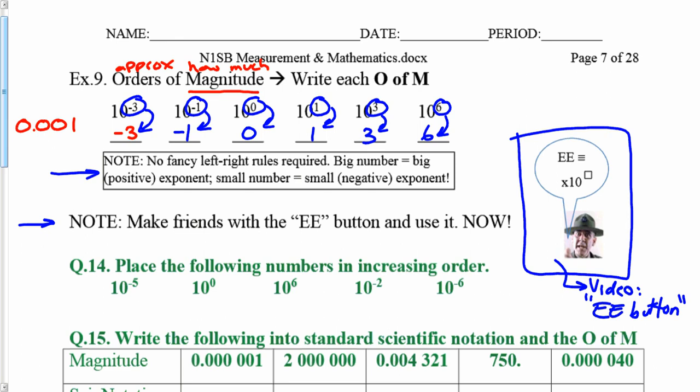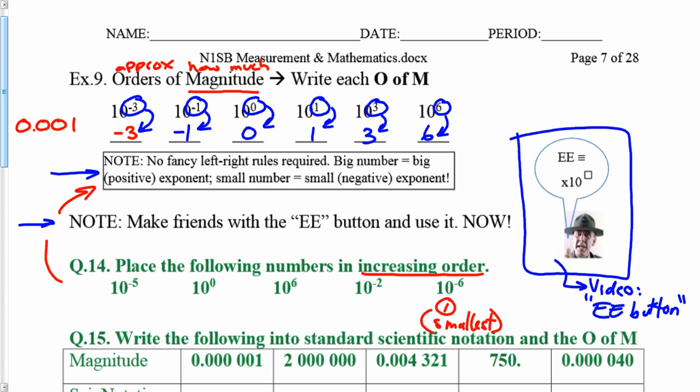Okay, let's go over here. Place the following numbers in increasing order. Now this connects to the note that we just wrote up here. No fancy rules. 10 to the minus 5: negative exponent, that's a small number. 10 to the minus 2, small number. 10 to the minus 6, small number. Minus 6 is smaller than minus 5, so this actually is the smallest. So for the minimum, we can put them in order right here. Number 1, that's the smallest.